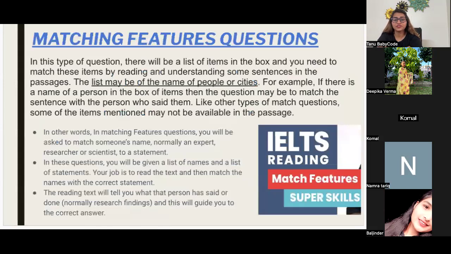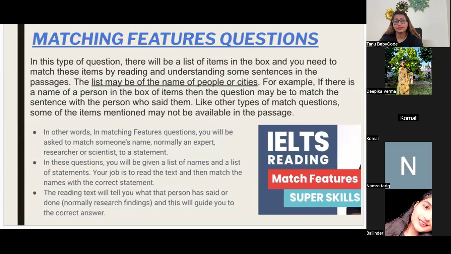What are matching feature questions? This type of question comes in your reading module. In this type of question, you will be given a list of items in the box, and you need to match those items by reading and understanding some of the sentences in the passage. These lists can be people, and they can be cities also.